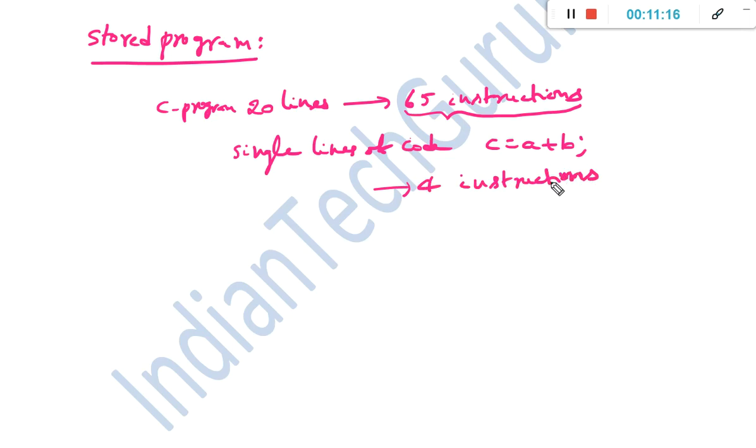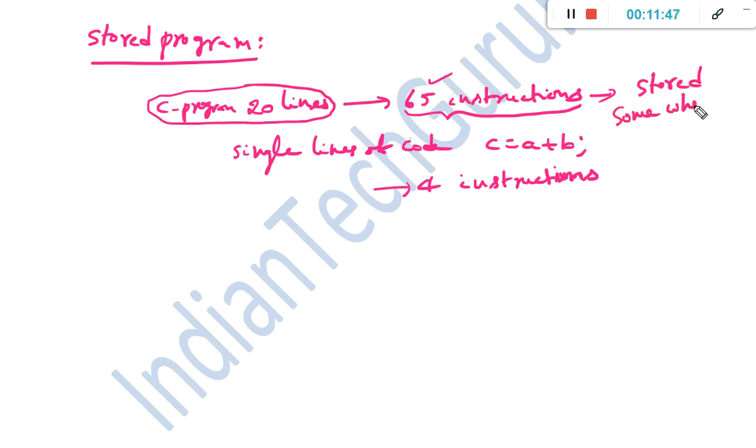We have seen how we converted it. These 4 instructions we generally considered as register transfer instructions, register level instructions. So like this, a C program with 20 lines of code may be converted into 65 different instructions, and these 65 instructions must be stored somewhere in memory.